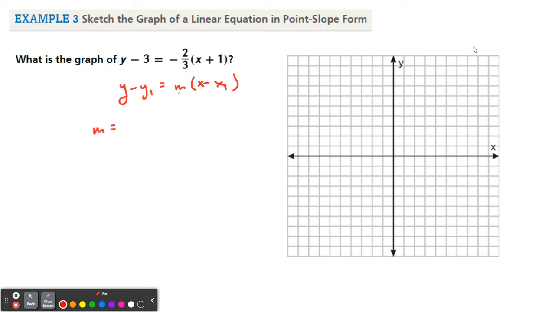So the slope is just where the m is. It's going to be negative 2/3. Notice I'll put the negative with the 2. This means I'm going to go down 2 and right 3 when I count my slope. So now I need that point to count the slope from.